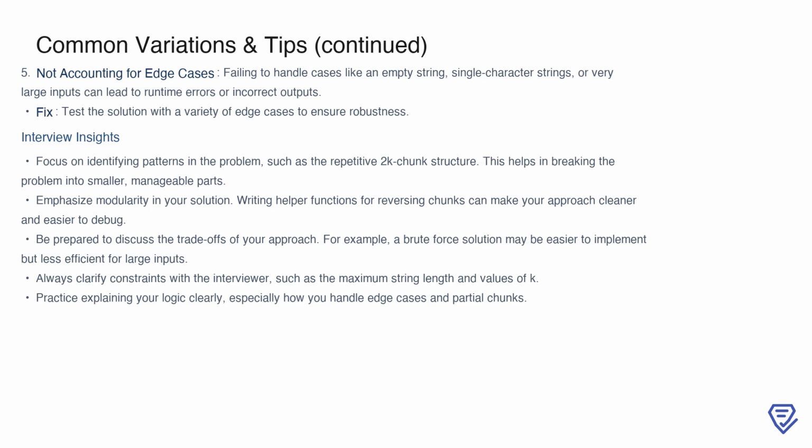When approaching this problem in an interview setting, focus on identifying patterns, such as the repetitive 2k chunk structure. Breaking the problem into smaller, manageable parts not only simplifies implementation but also demonstrates strong problem-solving skills. Modularity is another key point. Writing helper functions for tasks like reversing chunks can make your code cleaner and easier to debug.